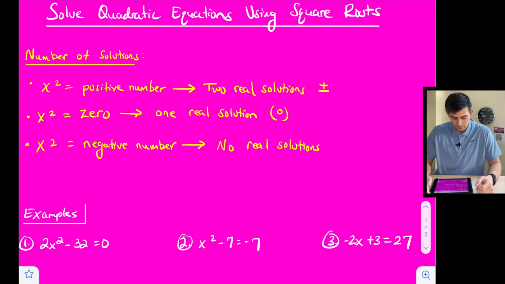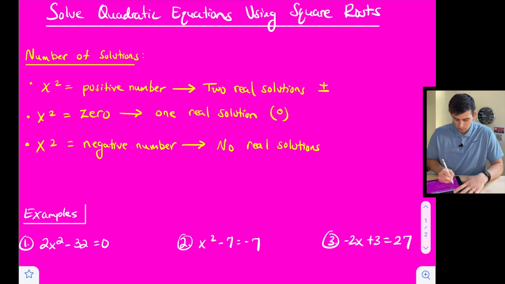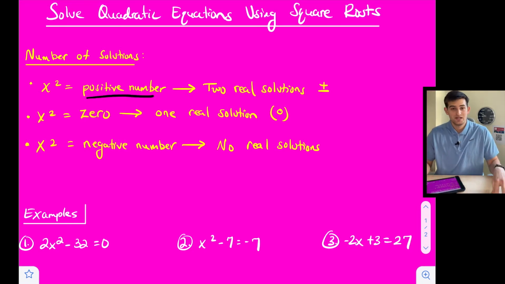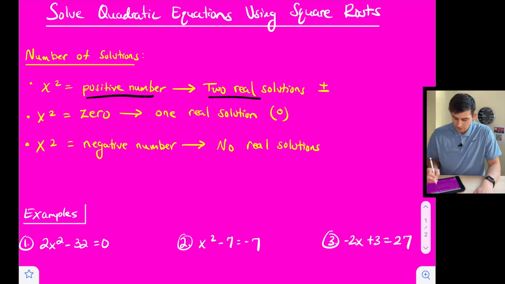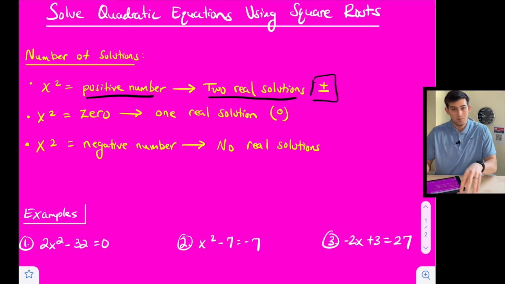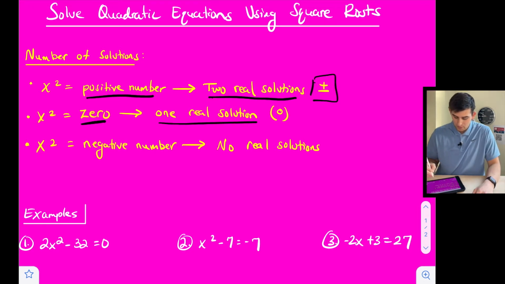The first one says if we have x squared equals a positive number, so x squared equals 10, x squared equals 25, just any positive number, we will have two real solutions, and those solutions will just be the positive and the negative of that value, okay? We could have x squared equals 0. So in that case, we would just take the square root of 0, which would just be 0. So there's only one real solution, and that solution is 0.